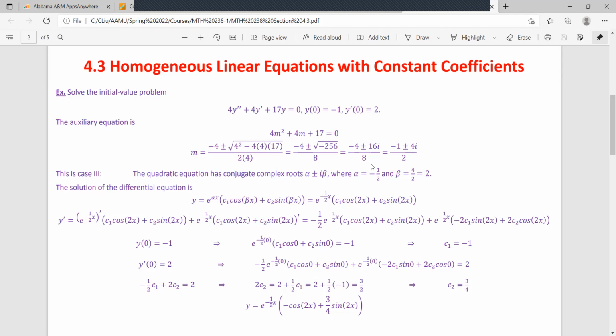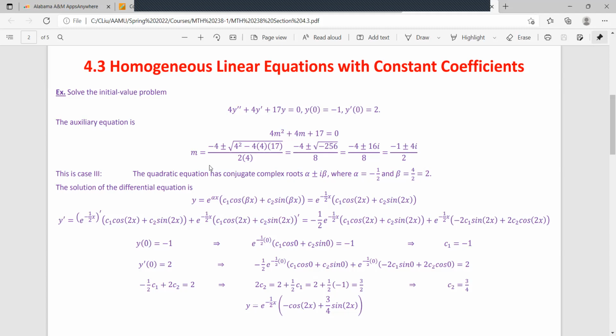So what they do is just cancel 4 both on the top and the bottom. So you should cancel 4 on each term on the top and at the bottom. Okay. So 4 divided by 4 is 1. 4 divided by 4 is 1. 16 divided by 4 is 4. 8 divided by 4 is 2. Okay.